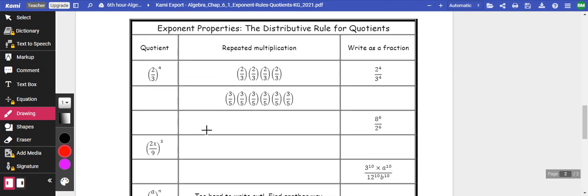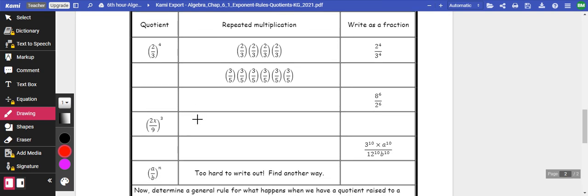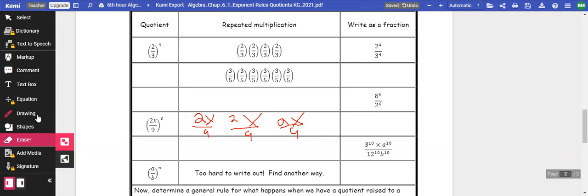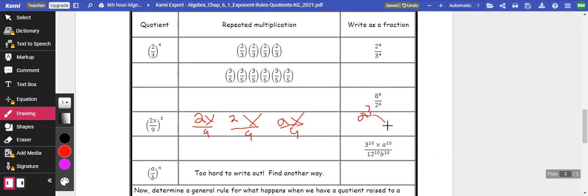So we're just going to do one real quick. We've got 2x to the third over 9. We know we have 3 of these, and we have 3 9s. Oops, I'm going to erase this and do it again. So we've got 2 to the third over x, excuse me, x to the third over 9 to the third. And I'm actually going to put the numbers for these because we need to start doing that. 2 times 2 times 2 is 8. X to the third, we can't simplify that. And 9 times 9 times 9 is 729.